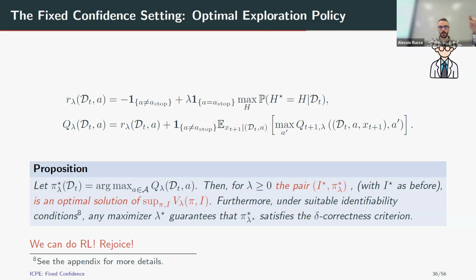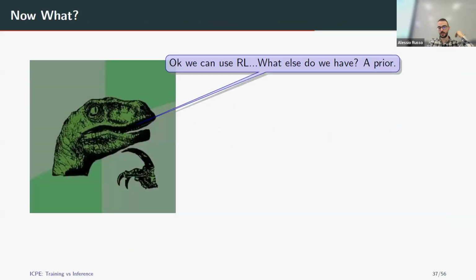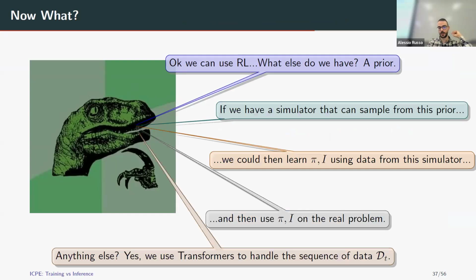But we come back to this later. Now the question is, how can we use this result? So the result, we're going to use it in a very simple way. We will make the assumption that we have access to a prior over models, that we can sample trajectories from this prior, so that we can learn the sampling rule and the inference rule from this prior. And then once we have learned these two models, we can apply these two models on a real problem.